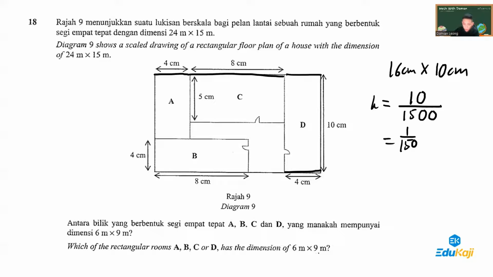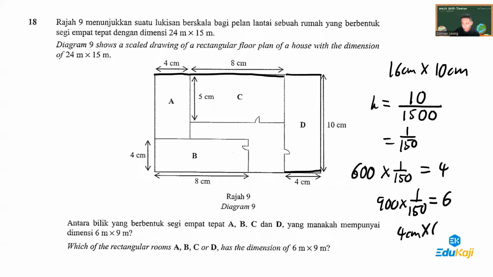So to change 6 meters and 9 meters, I also times the same scale measurement. So 6 meters convert to cm, 600 times 1 over 150 is 4. 900 times 1 over 150 is 6. So means I need a room that is 4 cm by 6 cm.